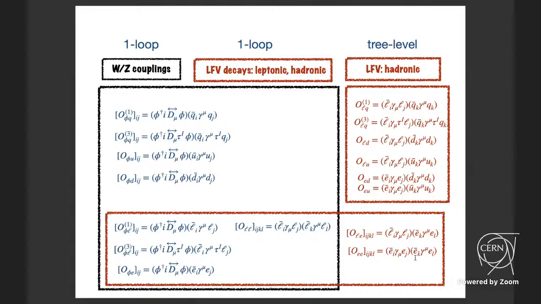So this is a short summary. As we saw, these psi square, phi square, D operators can contribute to WZ couplings, and then these semi-electronic operators can also contribute at tree level to LFV hadronic decays, but with a specific flavor. And at one loop, they can always contribute to LFV decays, which is highlighted in this red box.